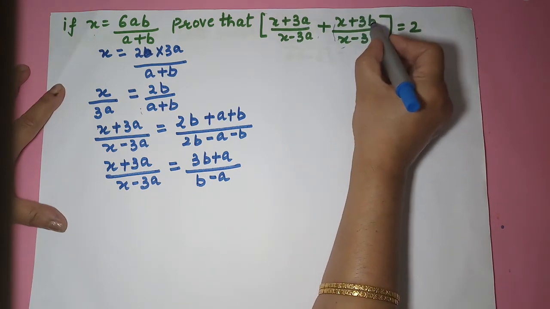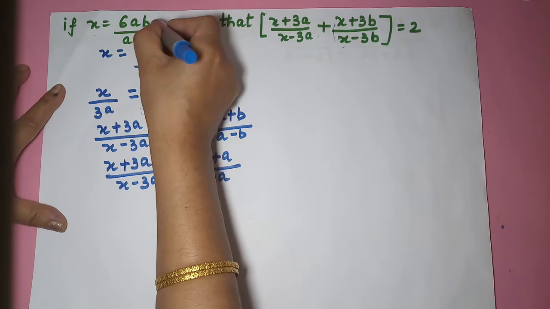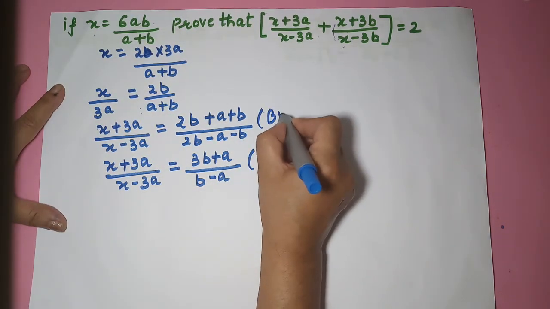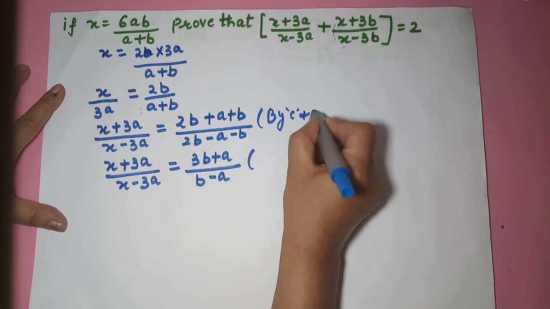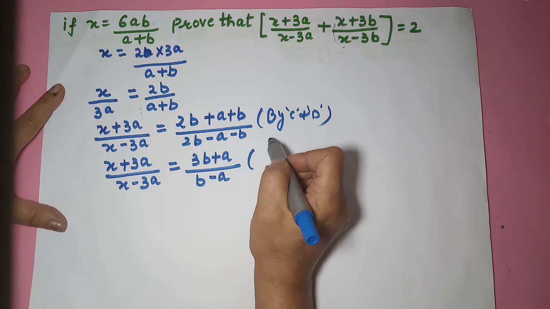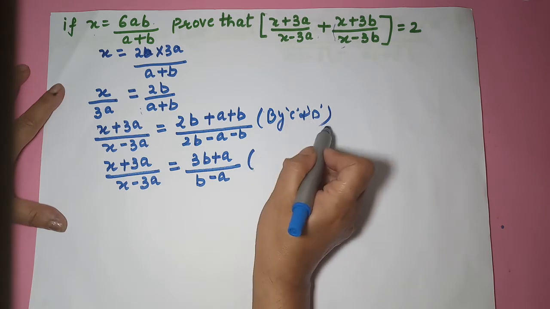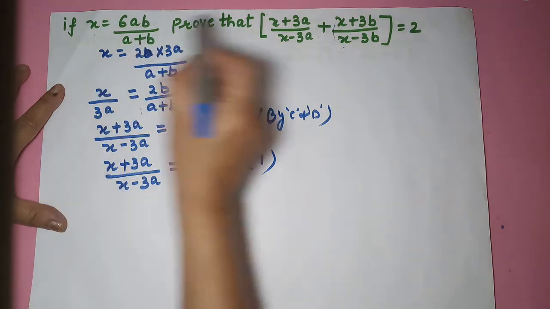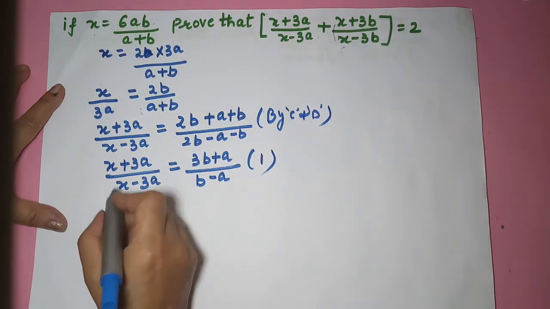Now I need 3b. So I'll write this equation again. I need to write here, by componendo and dividendo. Very important, because you should be writing this. It's a board requirement. Now this is my equation 1. I want 3b now. Let me write this equation again.